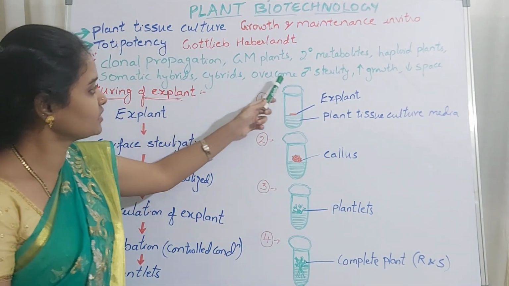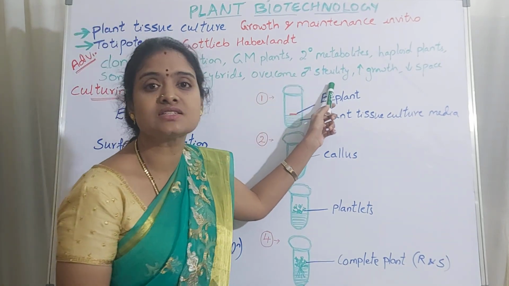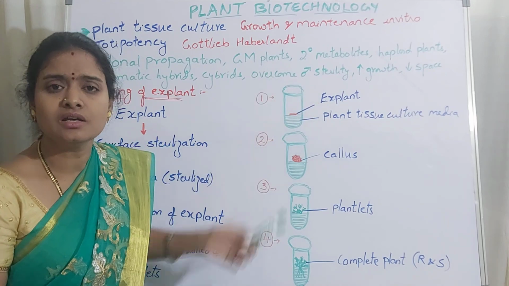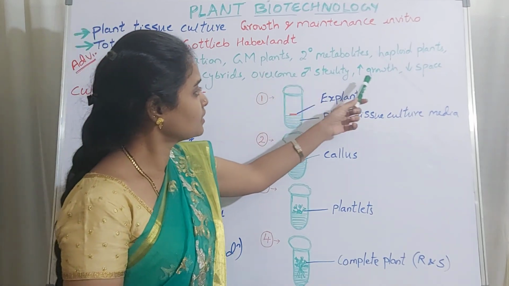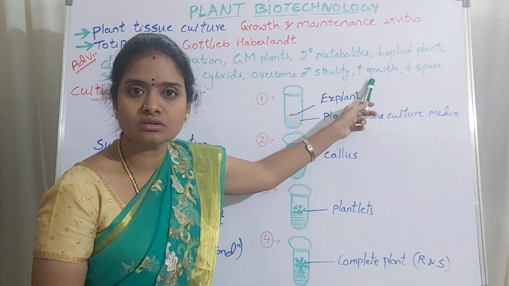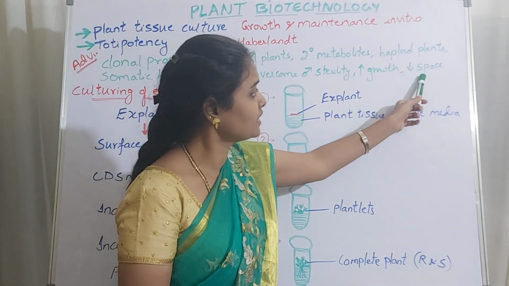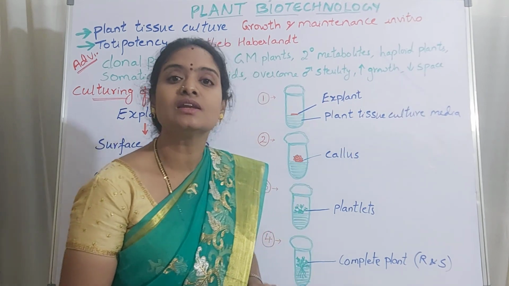Then another advantage is to overcome male sterility. Even male sterility can be overcome by this tissue culture technique. Then you can increase the growth, increase the production, or increase the length of the plants, and also plant tissue culture requires very little space.